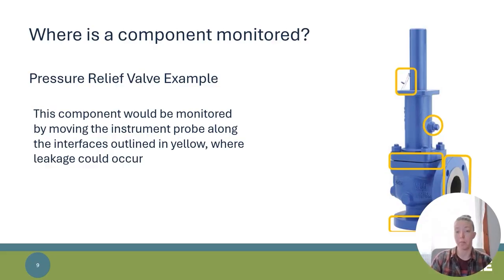We've got an example here of a pressure relief valve, and the leak points are outlined in yellow. So if you look from top to bottom, we'd monitor the cap, the drain port, the bonnet, which is a sealed cover over the part of the valve that actually opens and closes, and the connection flanges.